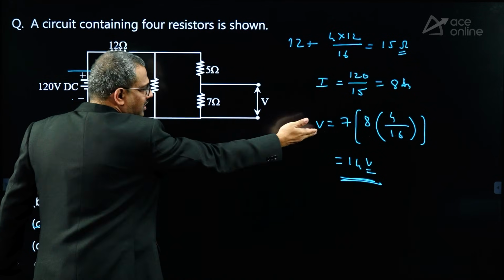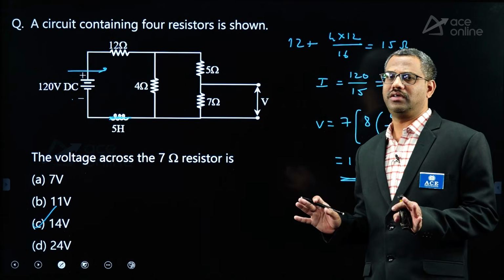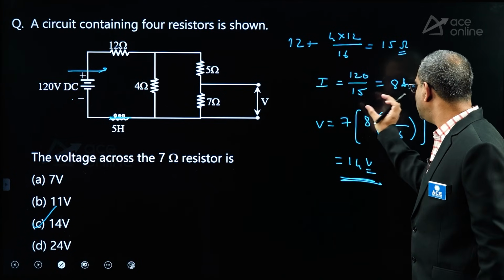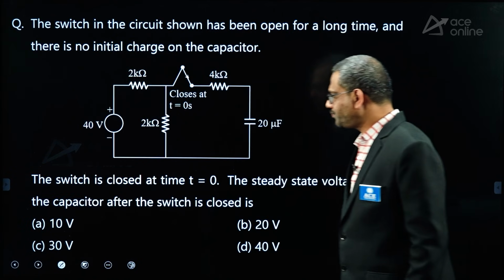That current into resistance is voltage. So the answer is 14. Simple Ohm's law, current division. Ohm's law: total voltage by total resistance gives total current. Then current division and Ohm's law.